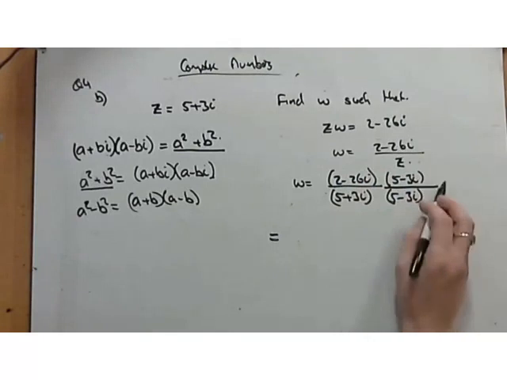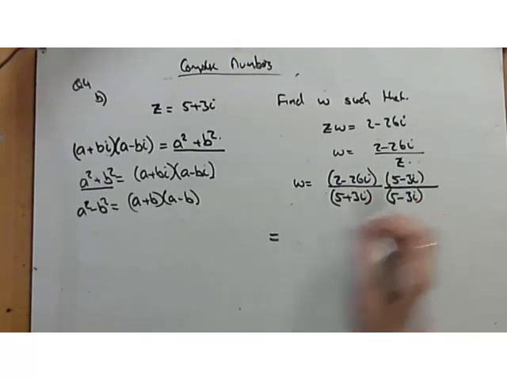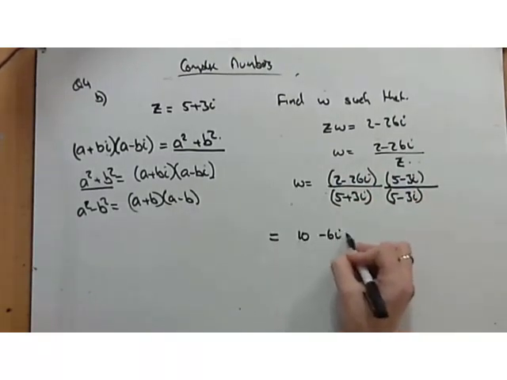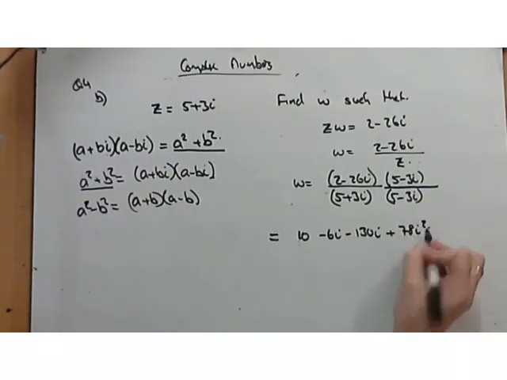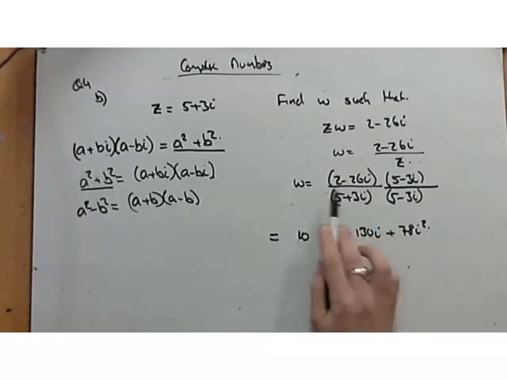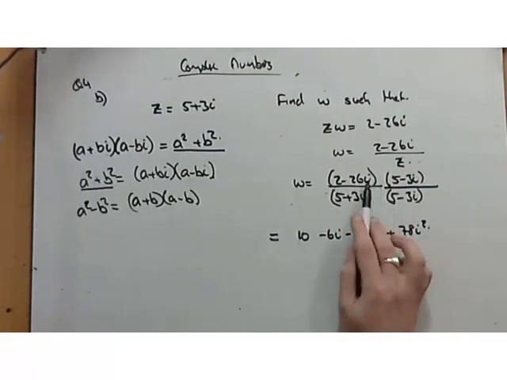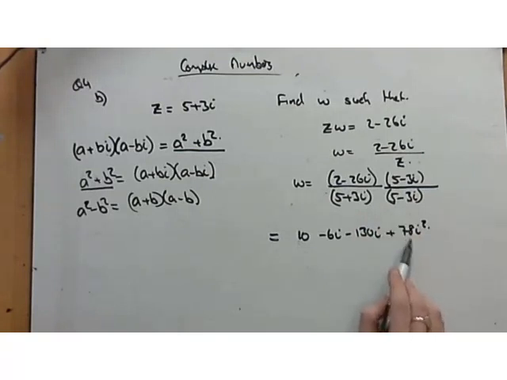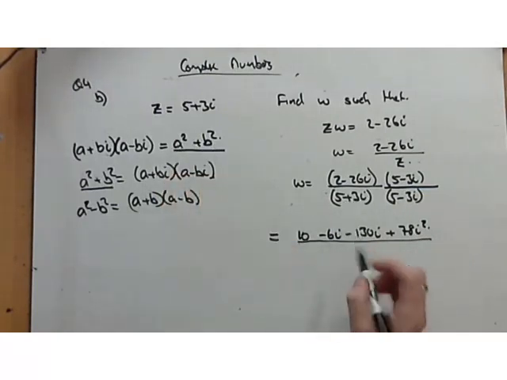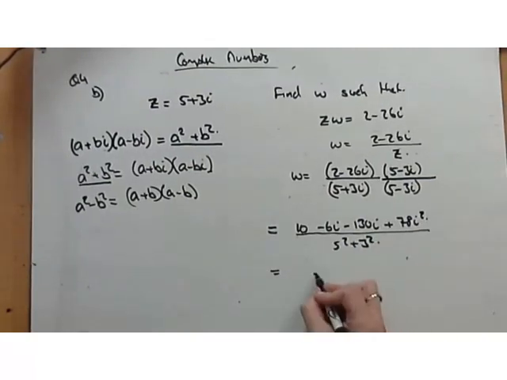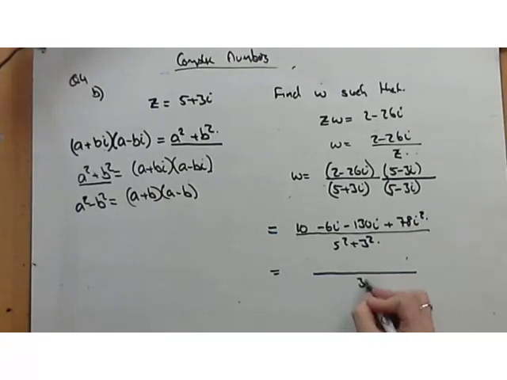I'm going to multiply the top out first. So the top is 2 by 5 is 10, minus 6i, minus 130i, plus 78i squared. Minus by minus is plus. At the bottom, we get a squared plus b squared, which is 5 squared plus 3 squared. The bottom becomes 25 and 9, which is 34.